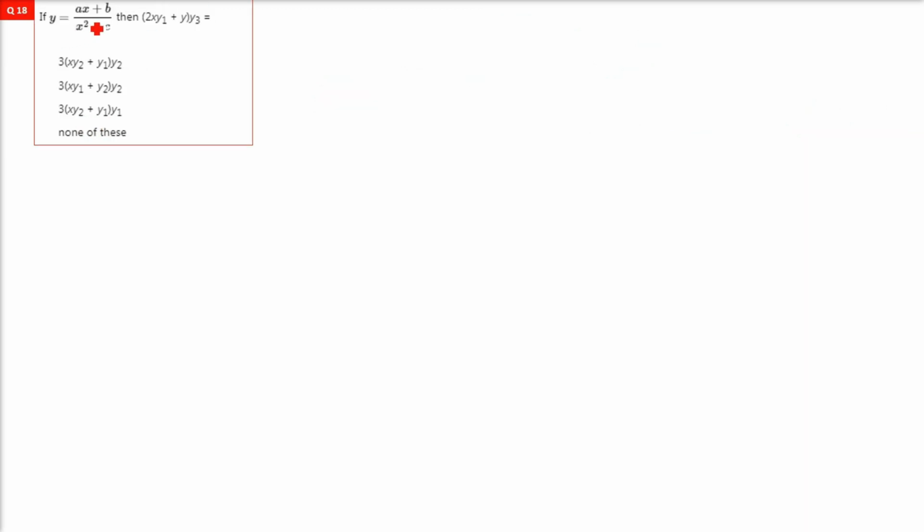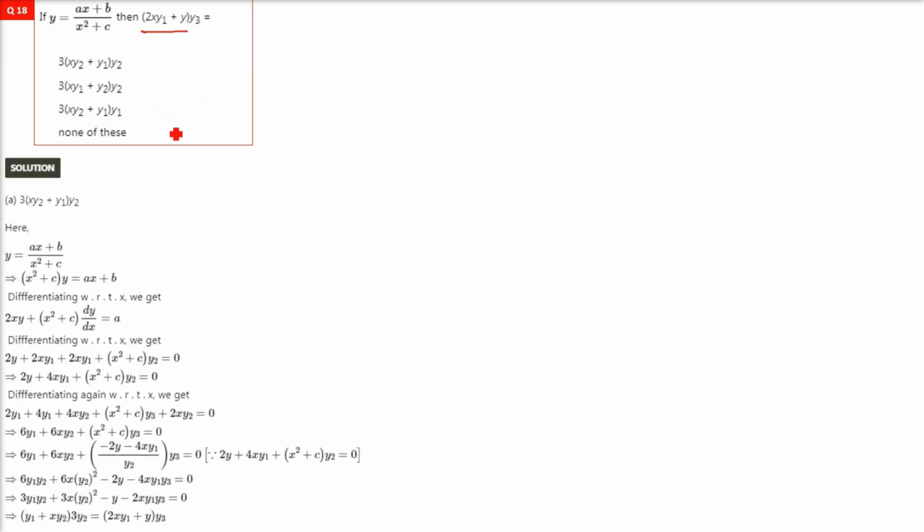Next is y is equal to ax plus b divided by x squared plus c, then 2x y1 plus y into y3. That is, we are going to differentiate it thrice, 3 times, and we'll follow the natural course of differentiation. Y is equal to ax plus b by x squared plus c, and the best thing to do is using the p by q form, that is the question form, but you may also do it with cross multiplication. That is, x square plus c can be brought on the left hand side with cross multiplication, and then ax plus b will remain on the right hand side, and now you can proceed with your differentiation in the form of p dot q, that is the product rule.